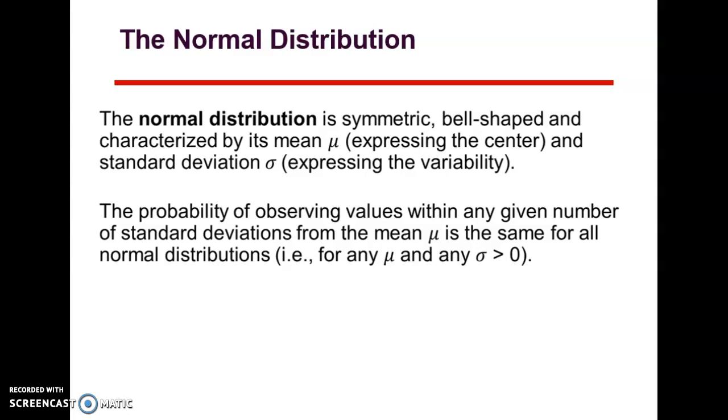The probability of observing values with any given number of standard deviations is the same for all normal distributions. So that means for any mu, for any mean, and for any sigma bigger than 0. If the sigma is equal to 0, it has absolutely no variation, and it's never negative.